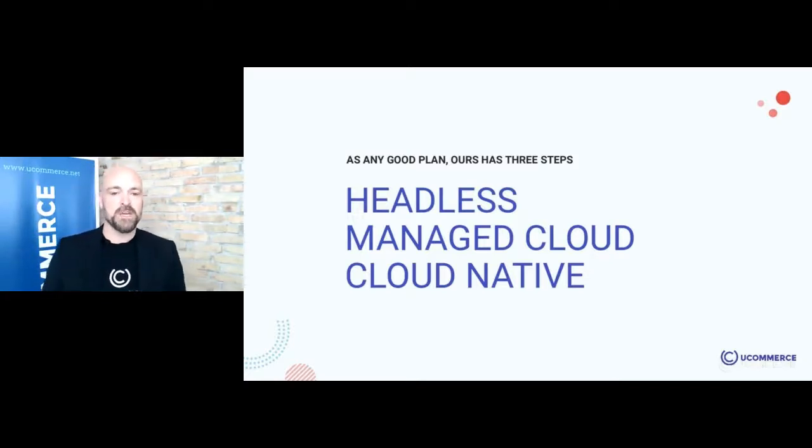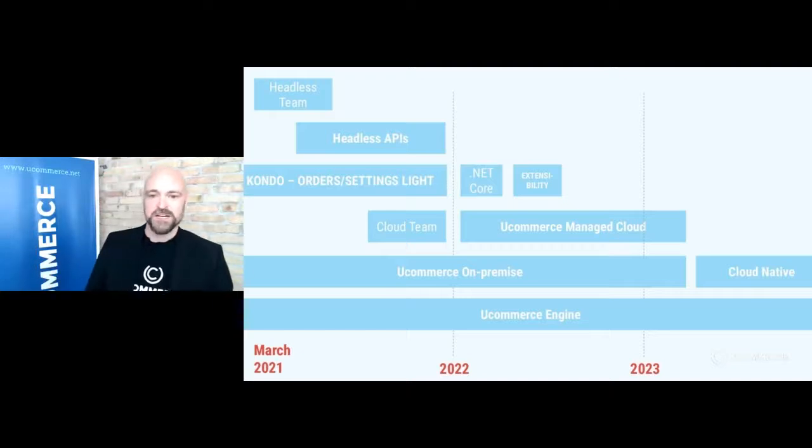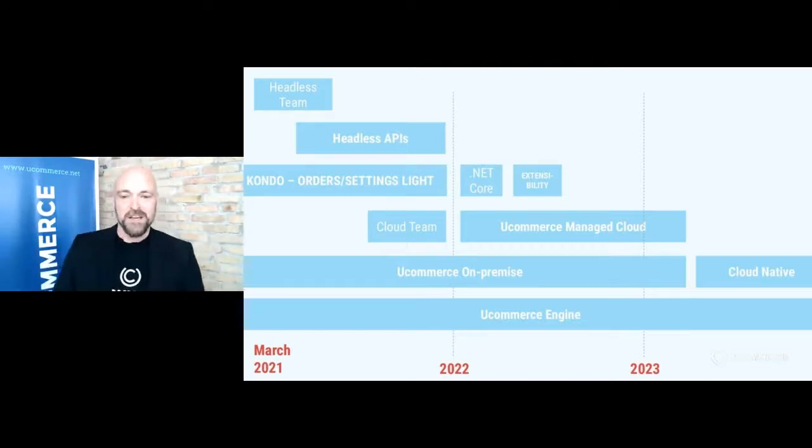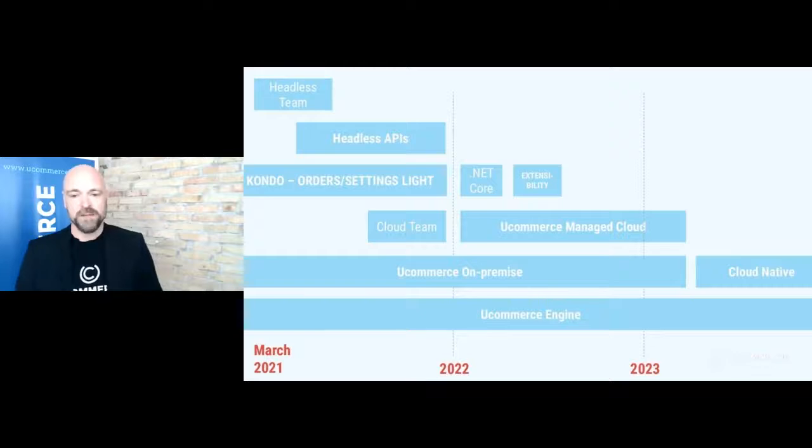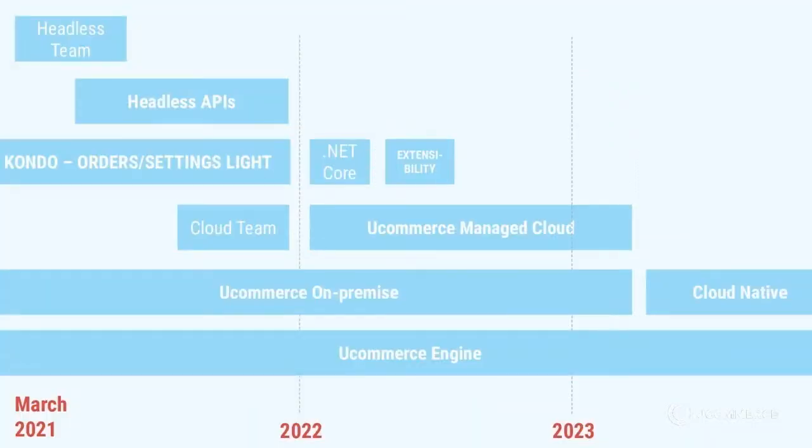3 steps: headless first, which means a new API that goes across all the migrations that we're going to do. Then the managed cloud, so you can opt into that for a while, and then the native cloud. What does it look like from a timetable perspective? I know it's a lot of blocks, but if we start here at the bottom, you can see that it says Ucommerce engine. That's the core roadmap, the existing roadmap that we've been building on for a while. We'll continue that, improving all the capabilities Ucommerce has based on your feedback, and just keep evolving that.